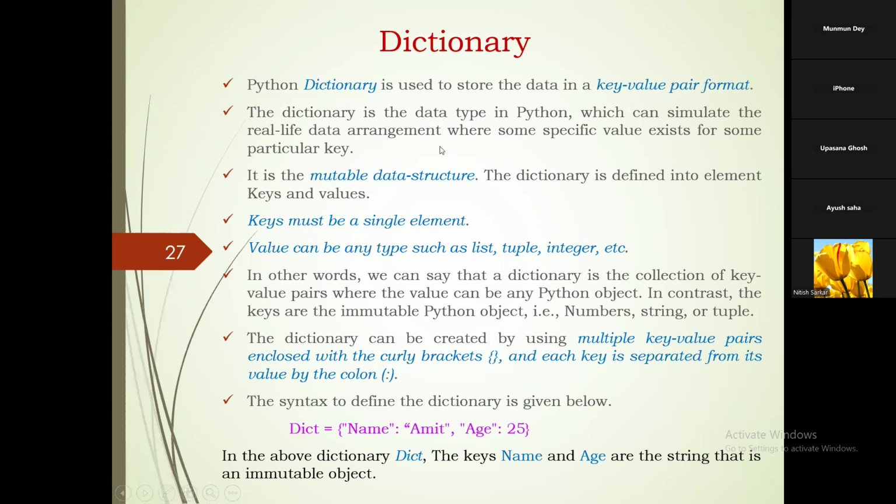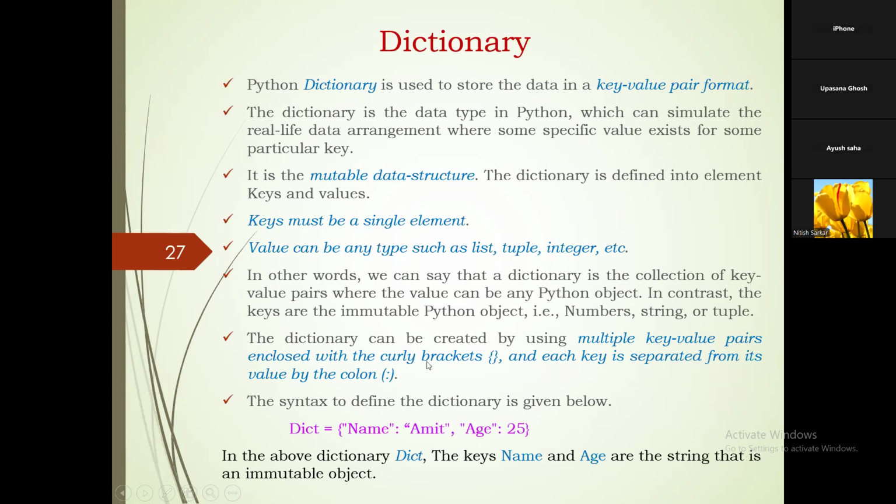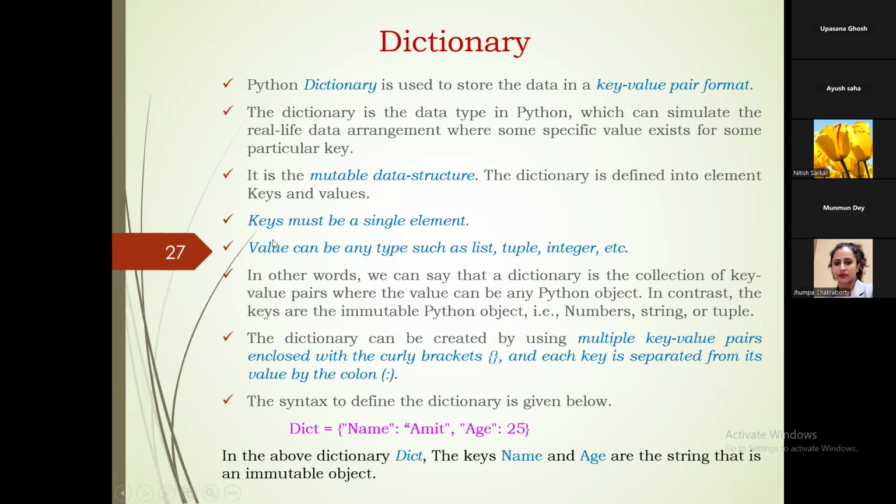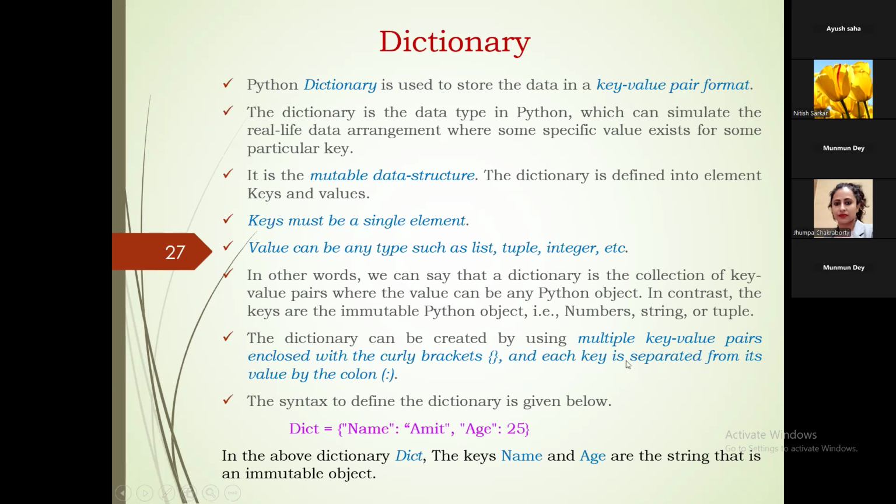And when you write any dictionary in Python, we apply the curly brackets, and each key is separated from its value by the colon. So this is the syntax of how we write the dictionary. Again, repeat. In a dictionary, we have to know what is the key, what is the value, and the dictionary is enclosed with the curly brackets, and each key is separated from its value by the colon.